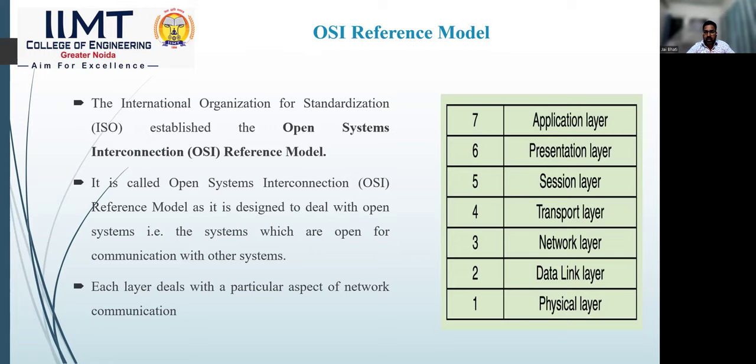It has seven layers: physical layer, data link layer, network layer, transport layer, session layer, presentation layer, and application layer. The lowest layer is the physical layer and the user always interacts with the topmost layer, known as the application layer. These layers have various functionalities.